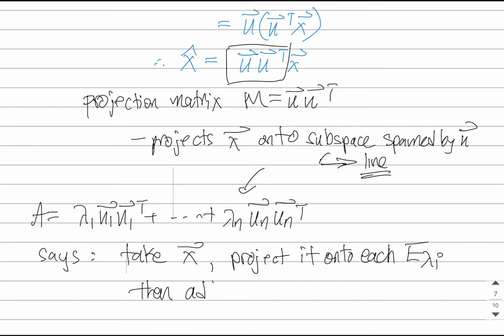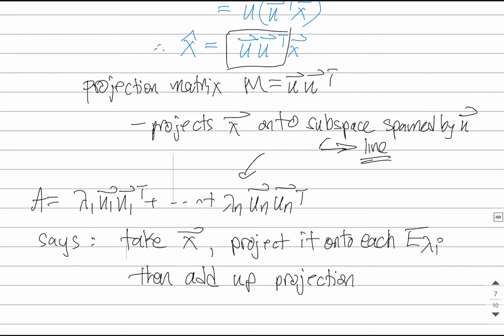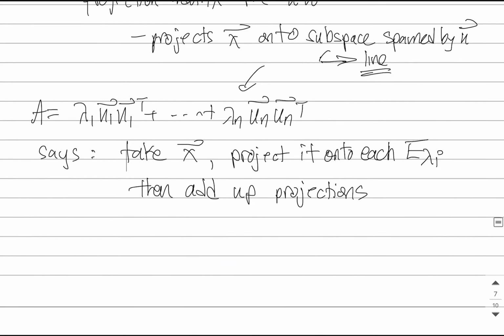Then we are going to add up these projections. That's what the matrix does. This is what A is doing. When you've got an orthogonal diagonalization, it's taking a vector. When you act on a vector, what it's going to do is automatically split it up into a whole bunch of orthogonal projections and then add them all up.